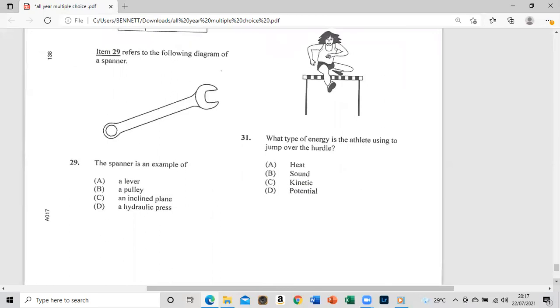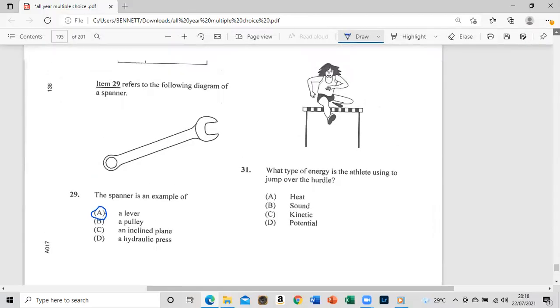All right. The spanner is an example of, is it A, a lever, B, a pulley, C, an inclined plane, or D, a hydraulic press? And that is indeed a lever. A spanner is an example of a lever. We're halfway there, guys. Halfway there.